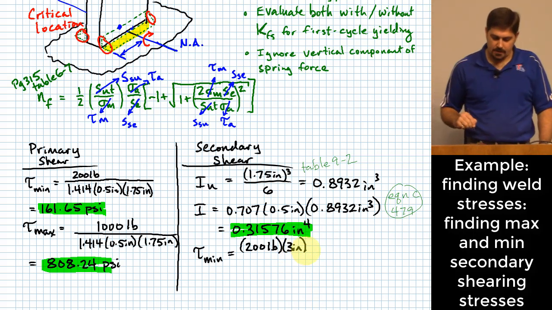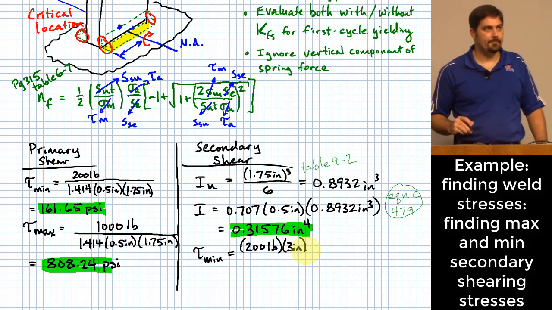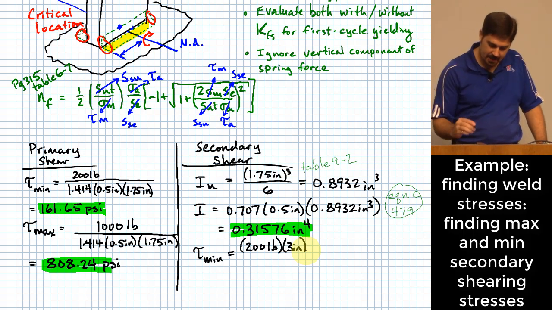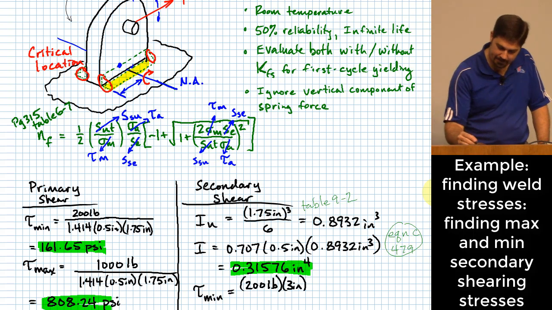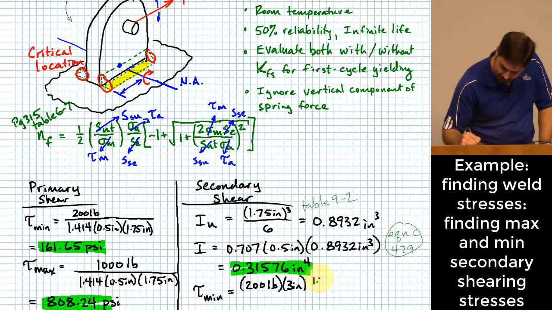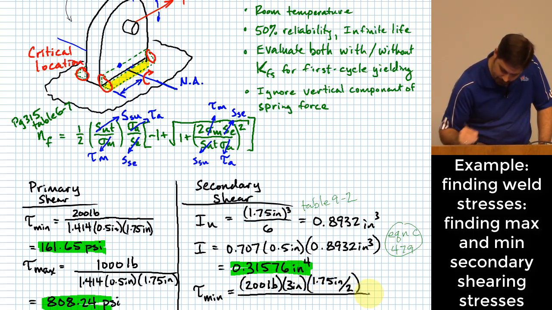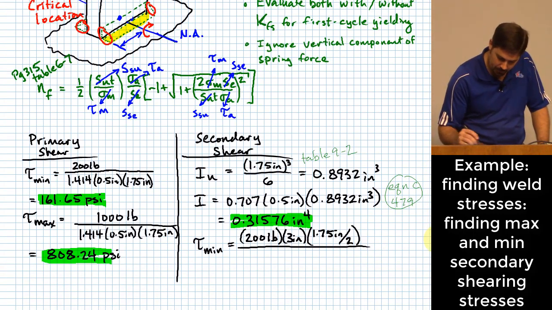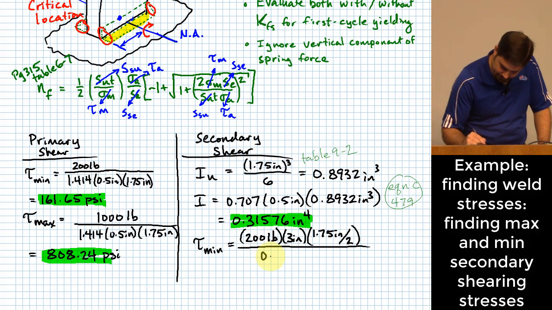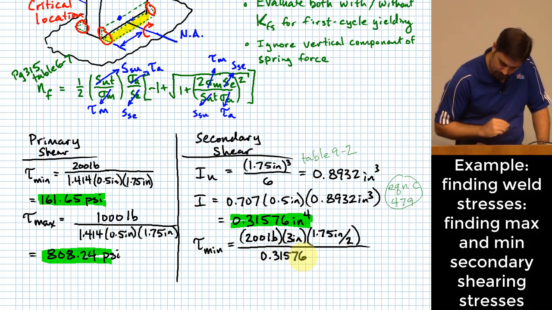Okay, so those two terms are M and C. What's C? Okay, half of the 1.75 inches. And then we just plug in what we just found, 0.31576 inches to the fourth.